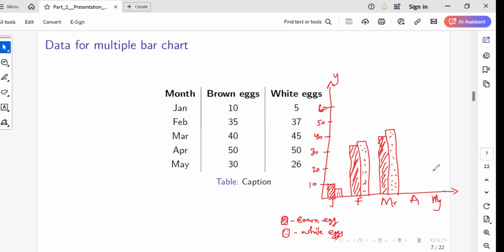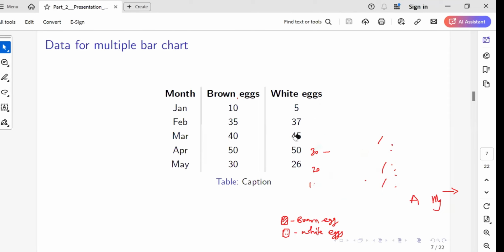If I had a third column, let's say brown eggs, white eggs, and yellow eggs, for each month I'll have 3 bars. So it flows like that. So this is how you go about drawing your multiple bar chart. Compared to the simple bar chart, which has single bars, with multiple bar charts you have 2 or more based on the number of kinds that you are working with in your data. All right.